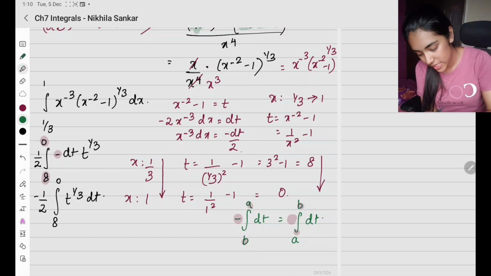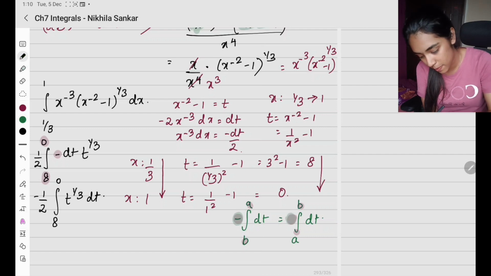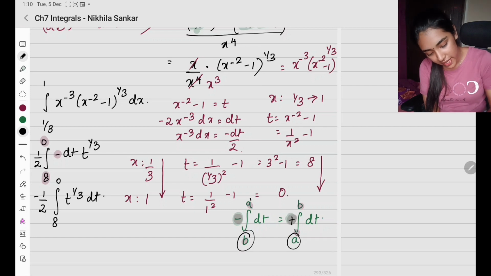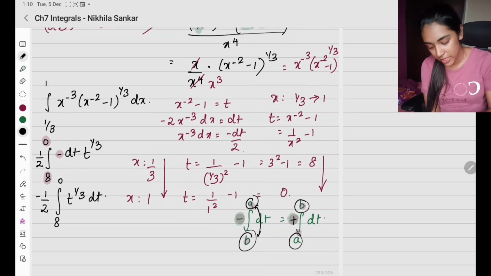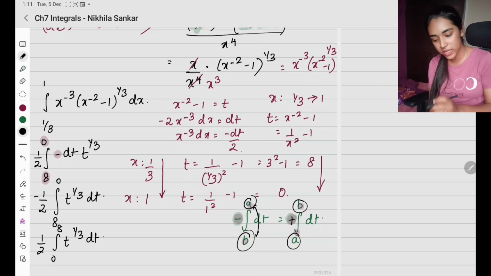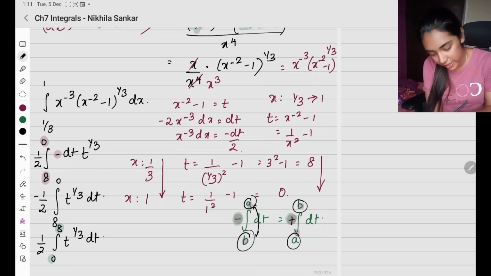Okay? So I am basically changing the minus to plus. Here it becomes a plus, and b becomes a and a becomes b. I am going to interchange the limits. So here the minus becomes a plus and this becomes 0 to 8 of t to the power 1 by 3 dt. Okay, now it is correct. So the lower limit is less than the upper limit. Now I can find the integral easily.